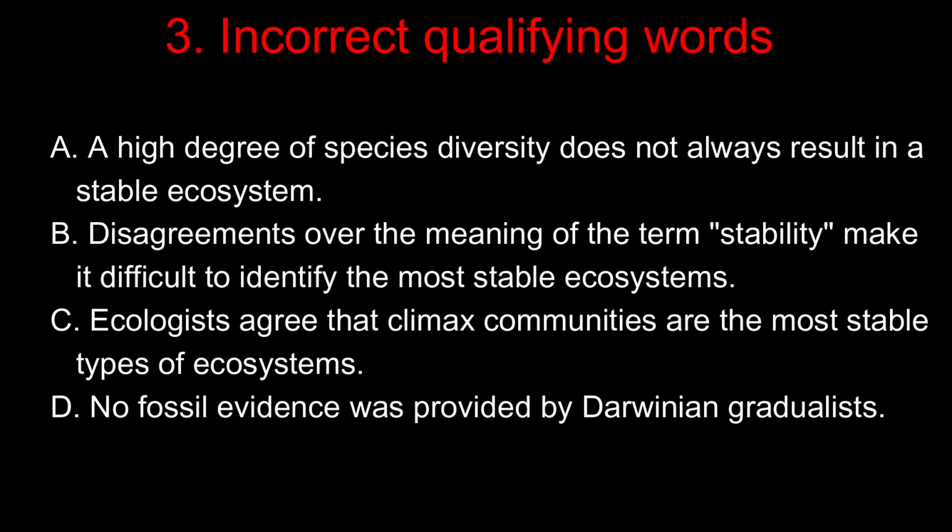A is nicely qualified with not always, so keep the option. B has an absolute sounding phrase, the most stable, but the idea in B is that it's difficult to identify the most stable ecosystems. So B is not making any absolute claim, so keep B. By contrast, C makes an absolute claim that climax communities are the most stable, so we can eliminate it for being absolute. D also makes an absolute claim with no evidence, so you should eliminate D.